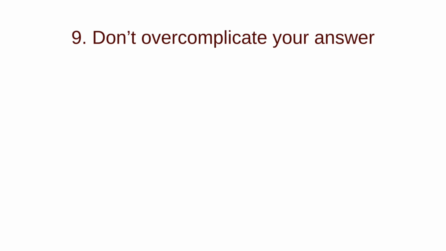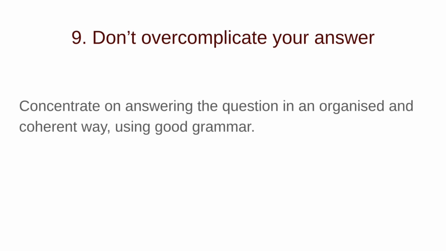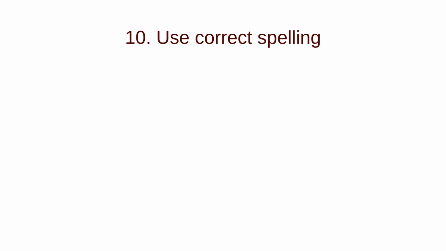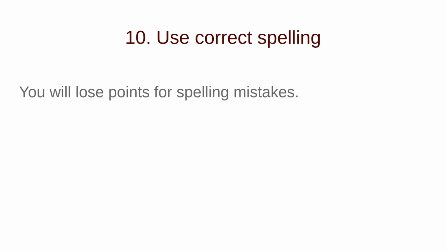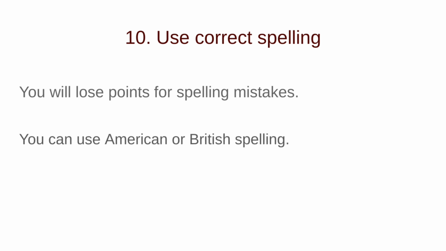Tip number 9. Don't overcomplicate your answer. Don't try to write long and complicated answers. Concentrate on answering the question in an organized and coherent way using good grammar. Tip number 10. Use correct spelling. You will lose points if you don't spell correctly. Now, there are some differences between American English and British English spellings, but it doesn't matter which you use as long as it's spelled correctly in one of them.